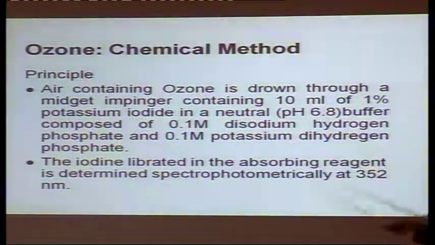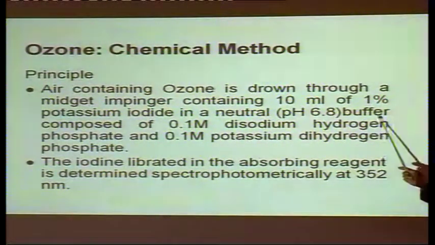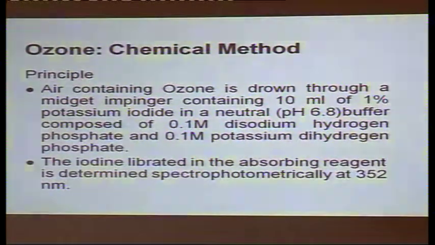This is the chemical method. Air containing ozone is drawn through an impinger containing 10 ml of potassium iodide in a neutral solution. Neutral buffer is added to make the solution neutral. The iodine liberated in the absorbing reagent is determined spectrophotometrically at 352 nanometers. You may need a UV photometer for this. UV visible.